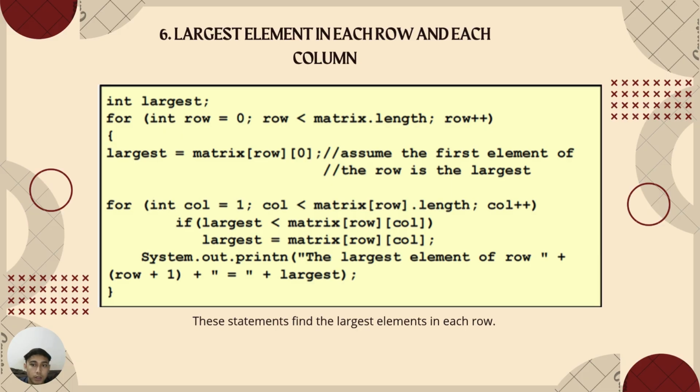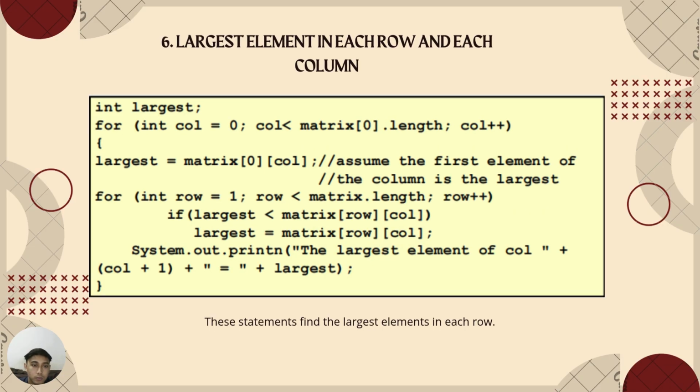We can find the largest value in each row or column by comparing elements one by one. This is the largest element in each row and each column. This statement finds the largest element in each row. Next, we can start by assuming the first element is the largest and then check the rest. If we find a bigger one, we update the largest value.